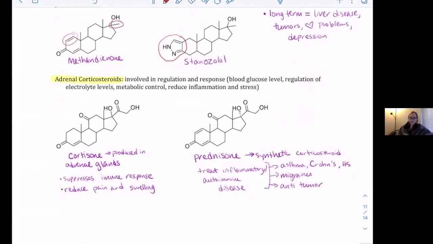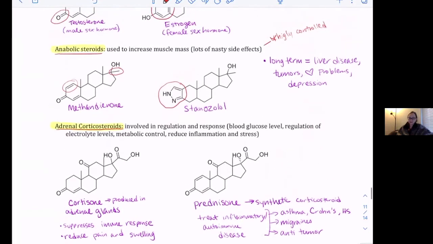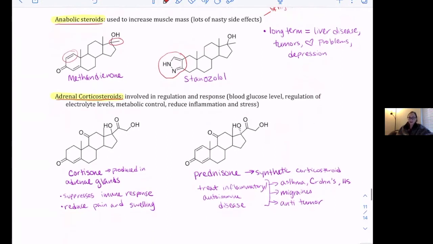And then our last type of steroid that we're going to be talking about is adrenal corticosteroids. These are involved in regulation and response. These are the steroids that the doctors give you if you get really hurt. So if a doctor gives you a steroid, that doesn't necessarily mean it's going to be one of these anabolic steroids up top with really long-term bad health issues, or that it's going to make you just bulk up really fast. No, it's a different kind of steroid.